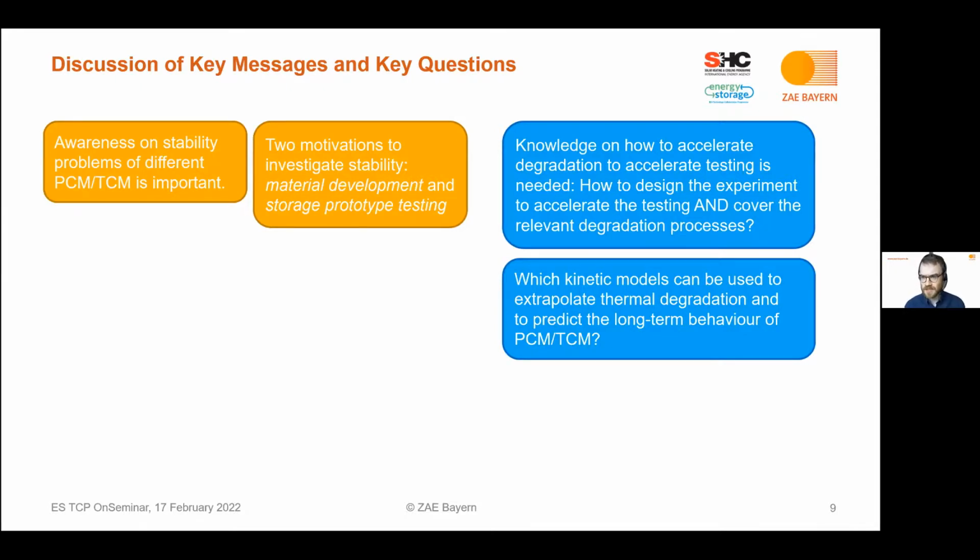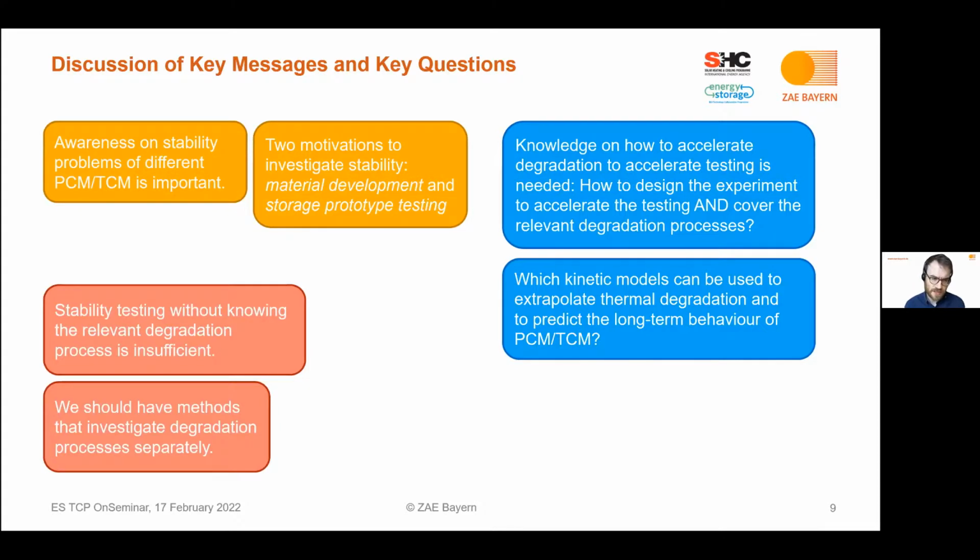Then one key question is if it's possible to accelerate degradation and thereby to accelerate the testing itself, if this is possible and meaningful, that means if the relevant degradation processes are covered by the experiments. And also related to accelerating is the question if there are kinetic models that can be used to extrapolate degradation and thereby to predict PCM and TCM stability during the lifetime.